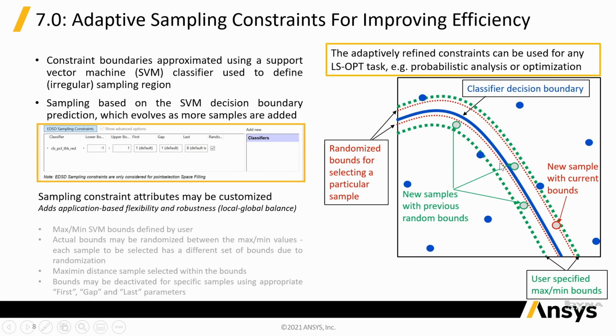Also, it is possible to deactivate the sampling constraint for certain samples. So for instance, if you are selecting 10 samples for an iteration, it is not necessary that all 10 have to satisfy this sampling constraint condition. This is done in order to preserve the global nature of the search. So some samples are allowed to be anywhere in the space so that you can explore the entire space.